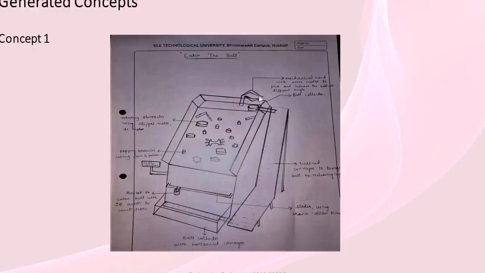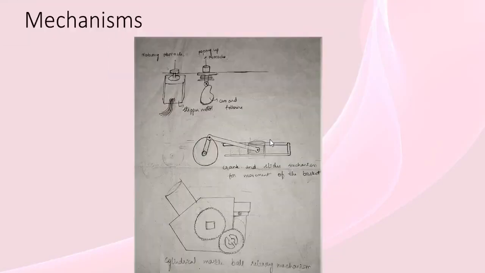In the first concept, with the help of a mechanical hand, the balls will be released. Here it passes through the obstacle, then the basket, sliding, which makes use of a crank and slider mechanism. Here it will be transferred with the help of an inclined conveyor. So these are the mechanisms used.